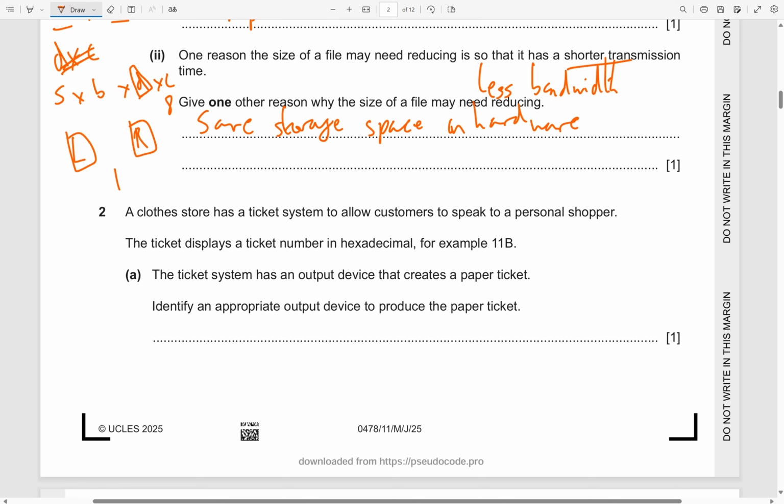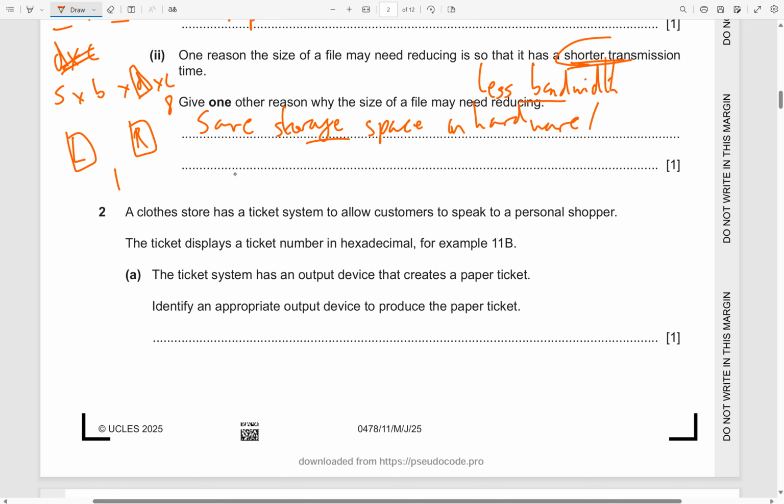Alright, so if you only have, I don't know, a 50 gigabyte monthly limit, you don't want to be sending or downloading a 20 gigabyte full HD movie, because that's going to use up 20 of your 50 gigabytes in one go. So I guess we can say it's going to use less bandwidth. Of course, it's faster, shorter transmission time. Save storage space. You could probably also say save money.